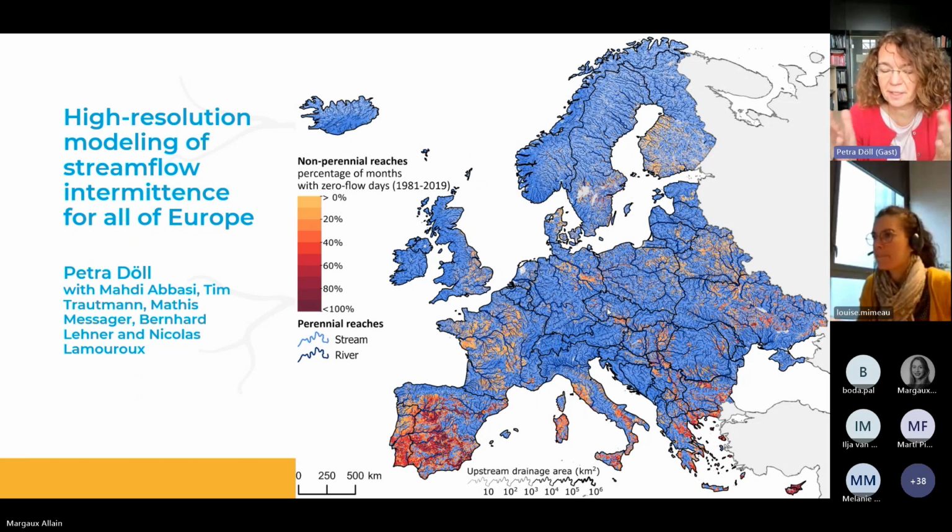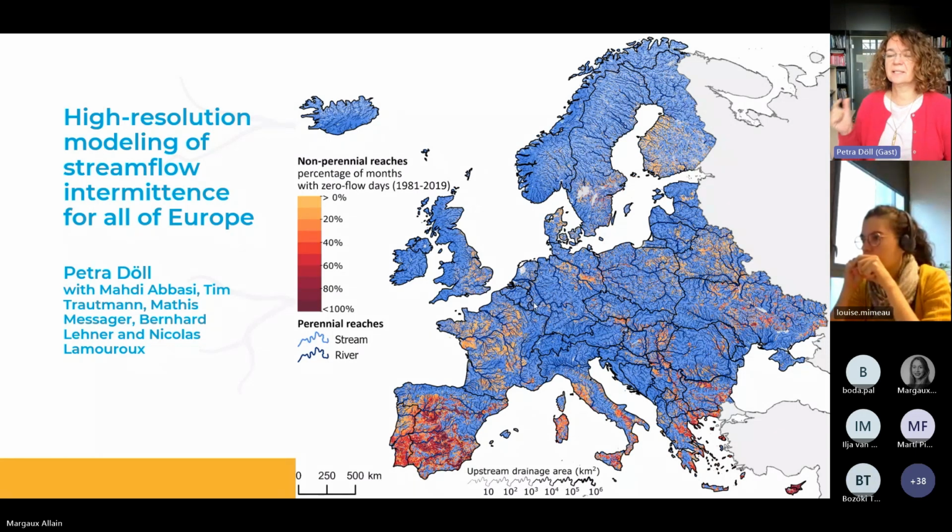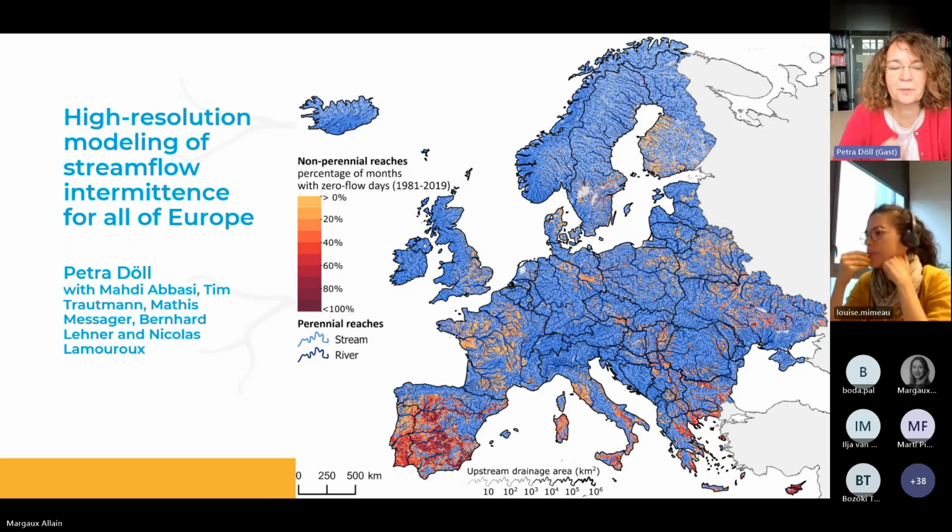But here is a very different thing. For just the European scale, we say for each month, is that month a dry month? And in 4 classes, if it is an intermittent month, how many days? Okay, so this is already the result for what is the percentage of months with 0 flow days. So in blue, you see all the rivers that we estimate to be perennial. And everything from yellow to red shows the percentage of months with 0 flow days in the time period 1981 to 2019.